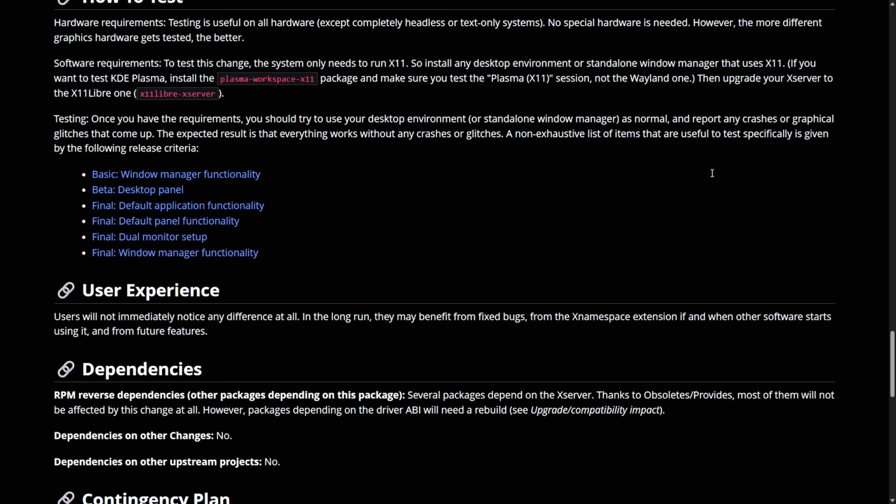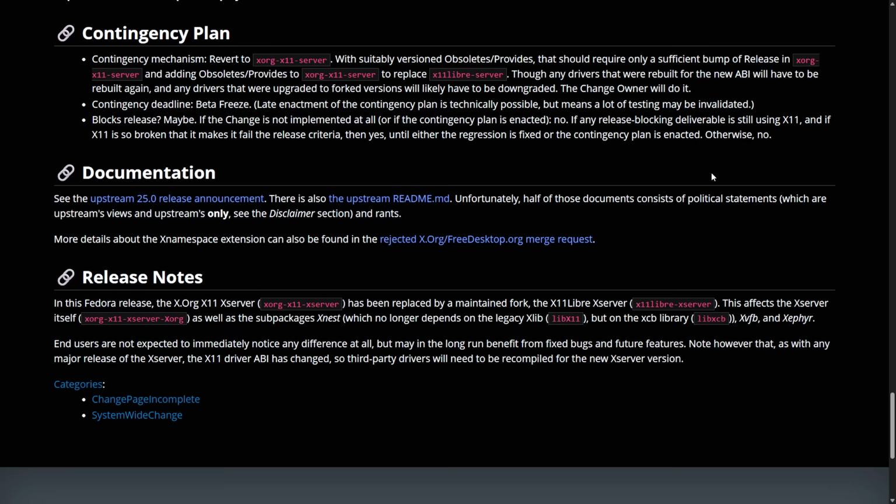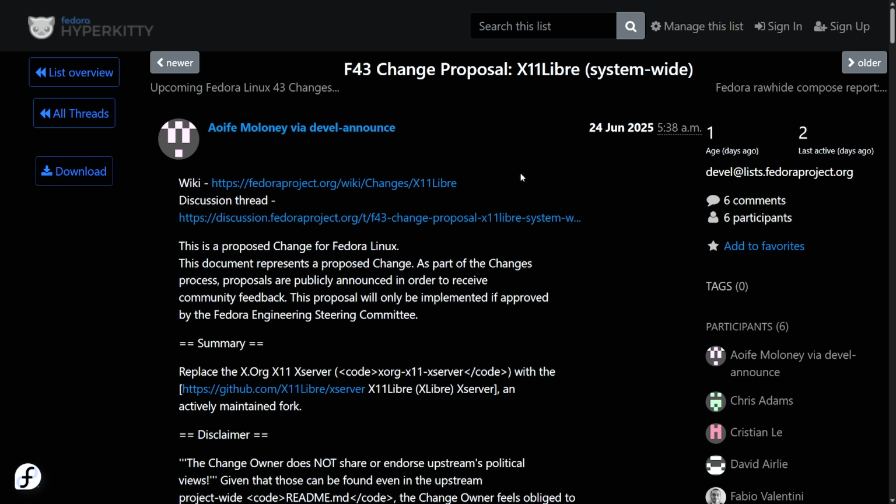Overall, it was a decent proposal, as even the community praised the fact that this user went above and beyond making a wonderful proposal, whereas most proposals put forth to Fedora are lacking much of the context needed, not only to support the claims, but to also be well written. Regardless, this did not last long, as the community took hold and started discussing this proposal change, which was Fedora 43 change proposal: X11Libre system wide.